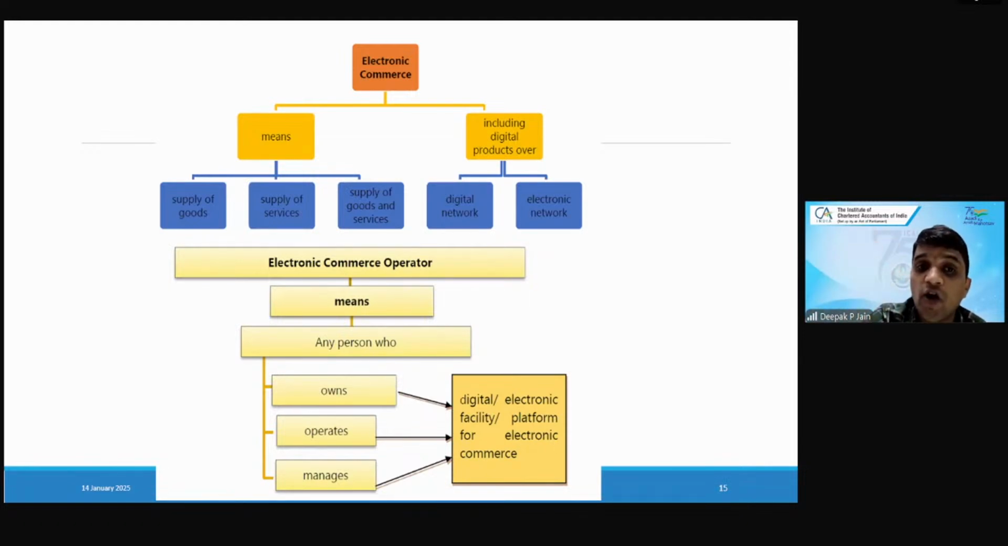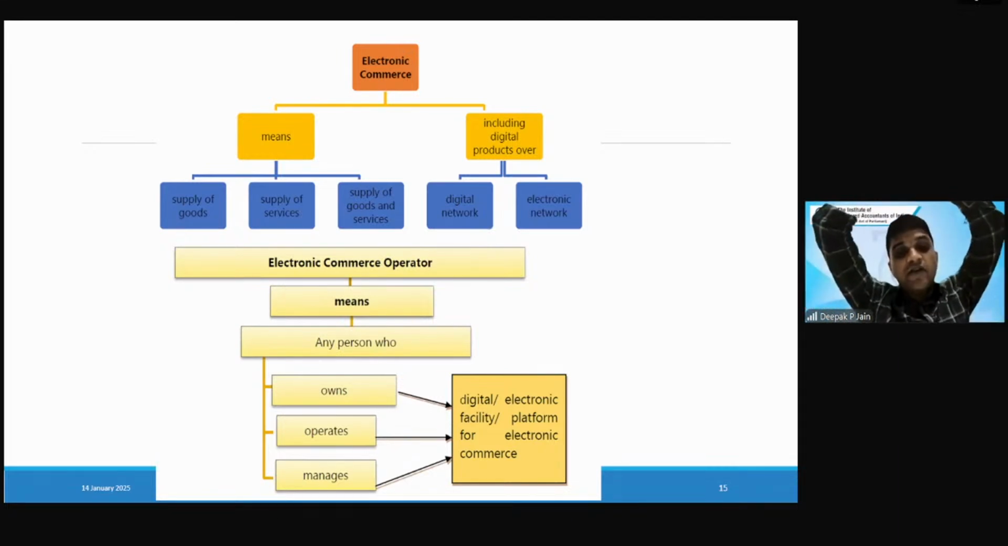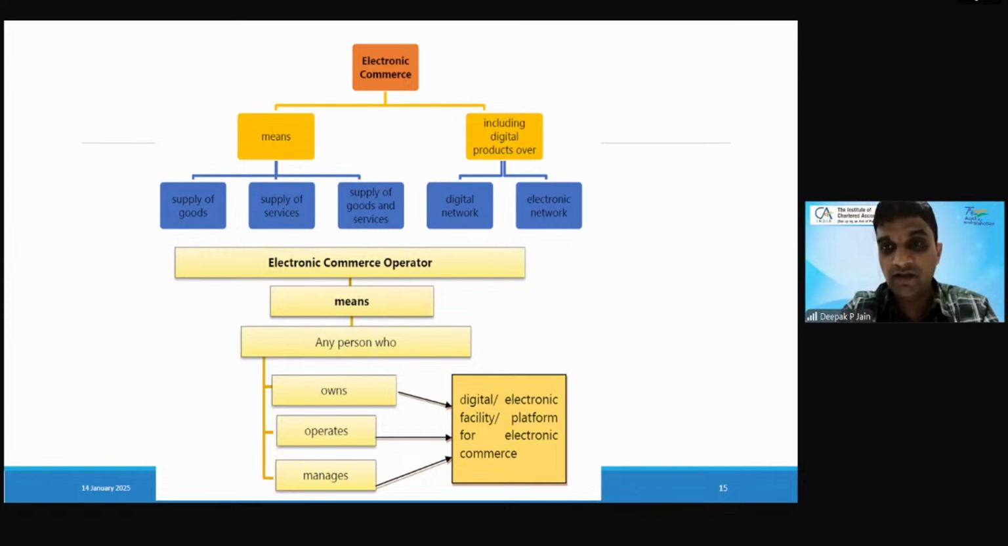Now, who is the electronic commerce operator? An e-commerce operator means any person who owns, operates, or manages the digital or electronic facility or platform for e-commerce. It is not that I have my company, I open my website and sell the goods. That is not an e-commerce operator because I am not providing services for a third party. I have a brand of shirt and I'm selling it through my own website. That is not called an e-commerce operator.